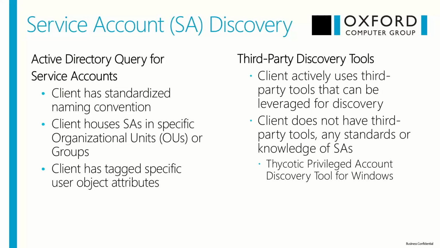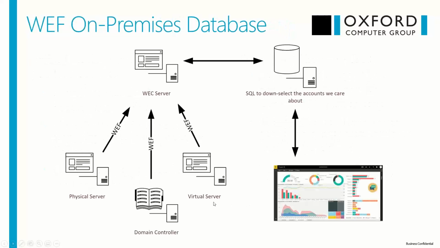And then there are third-party discovery tools that help. So tools that use remote management and WMI to go out and discover these accounts that are being used. This Thycotic privileged account discovery tool does that. But there are ways that we can gather this data with tools that Microsoft provides. And WEF is a big part of that. So Windows Event Forwarding is what WEF is.